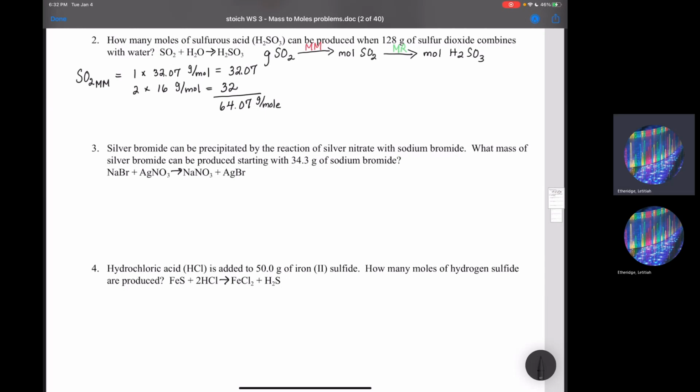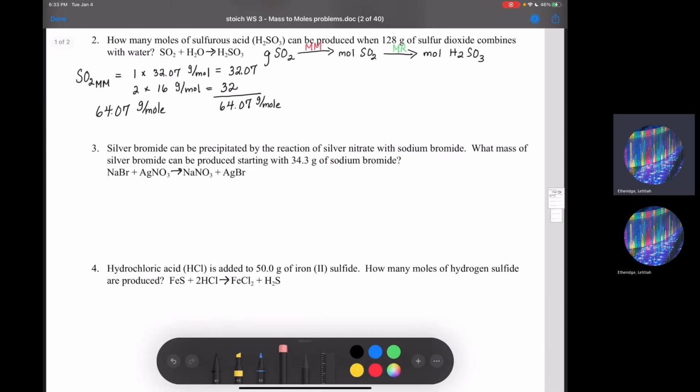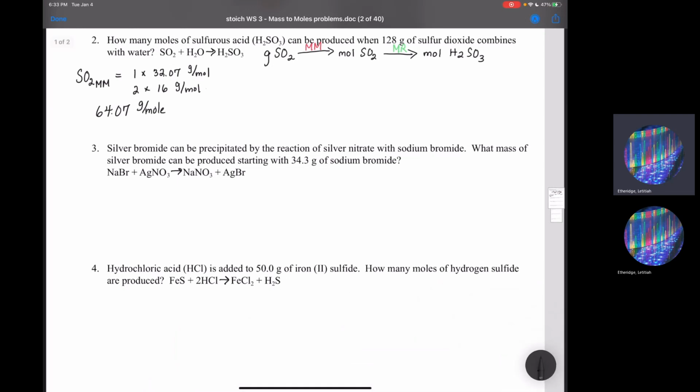Okay, now that we have the molar mass, now we can go about calculating the rest of the problem. So what I'm going to do is over here, I'm going to put 64.07. So I know that that is the molar mass that I need to use. And then I am going to erase some of this other business so that you guys will have a better view of what I am doing in this problem. So let's get it. I'm just going to follow the molar map that I outlined, right? So I'm going from grams of sulfur dioxide to mole of sulfur dioxide to mole of sulfurous acid.